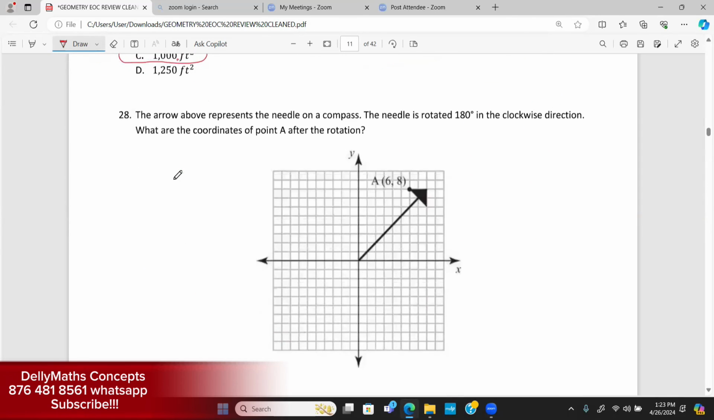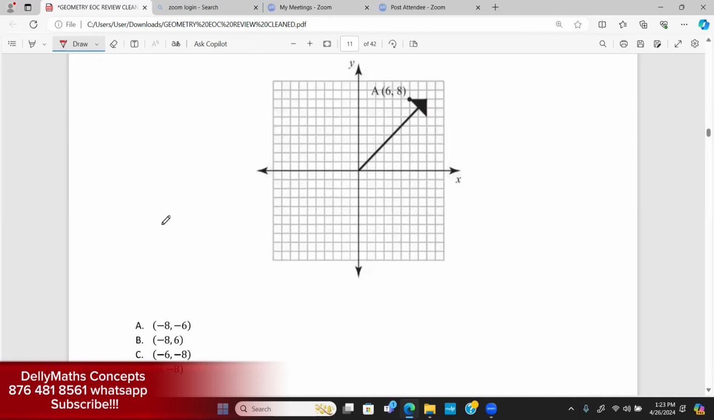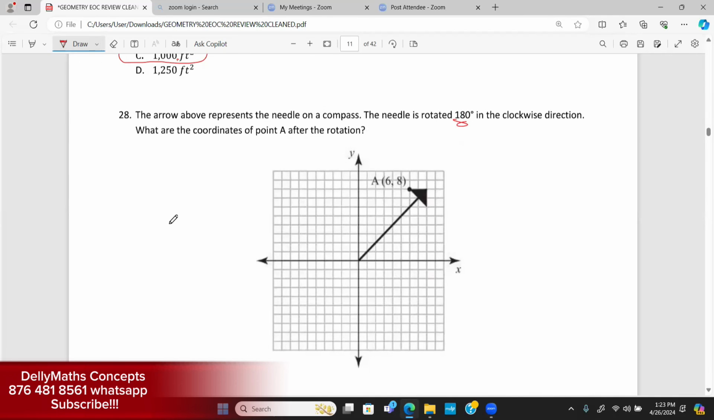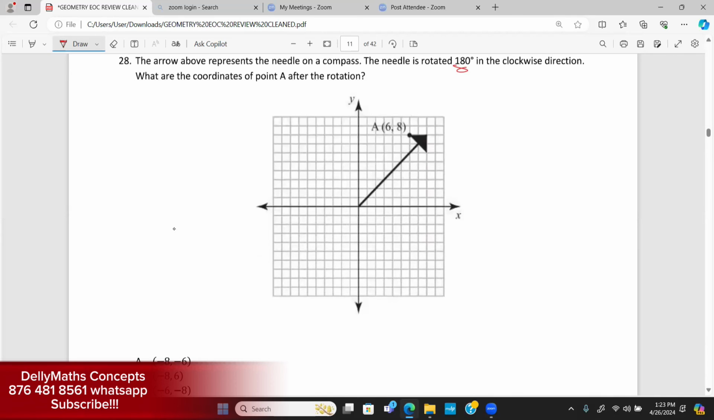Let's take a look at 28. 28 says the arrow above represents the needle of a compass. The needle is rotated 180 degrees in a clockwise direction. What are the coordinates of the needle? When we rotate 180 degrees, this is what really happens.